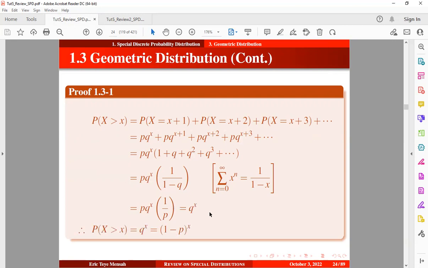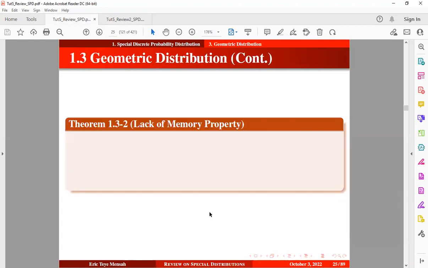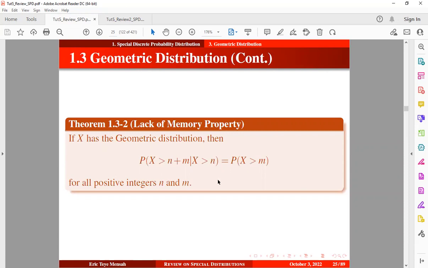Very simple. Let's take a look at the second theorem, the lack of memory property. If x has the geometric distribution, then the probability that x is greater than m plus n, given that x is greater than m, is equal to the probability that x is greater than n, for all positive integers m and n.